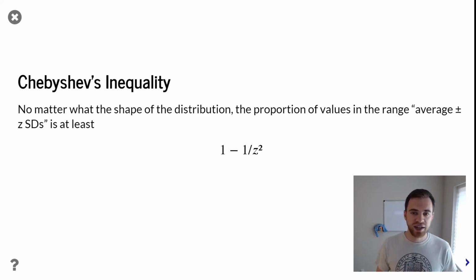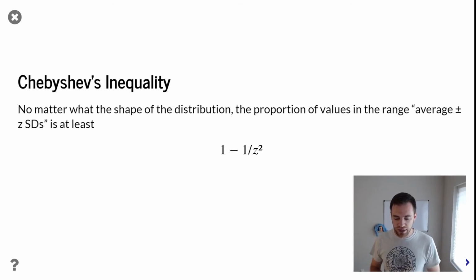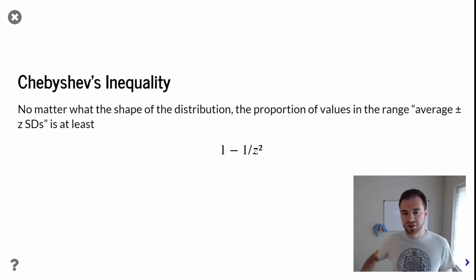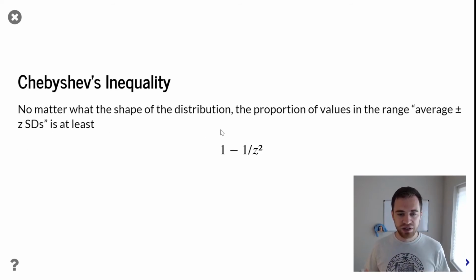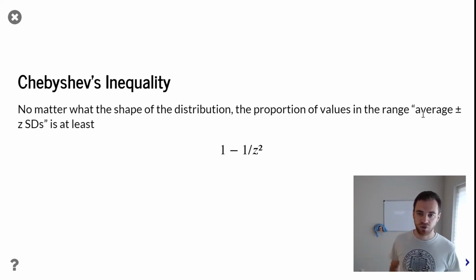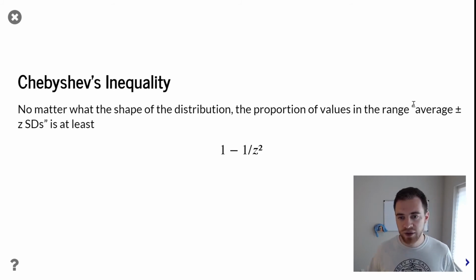So whenever I say the bulk of the distribution lies within a certain range of the mean, here's what I mean more specifically. No matter what the distribution is, it could be bell-shaped, it could have a bunch of hills, it could have a long tail like with the airline data. No matter what the shape is, the proportion of the values that are within z standard deviations of the average, so from average minus z standard deviations to average plus z standard deviations, is at least 1 minus 1 over z squared.